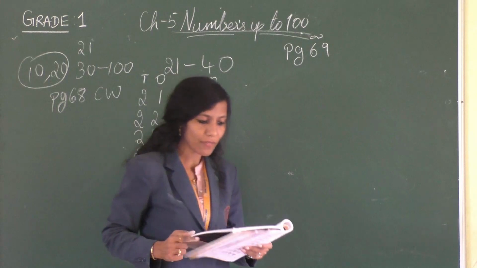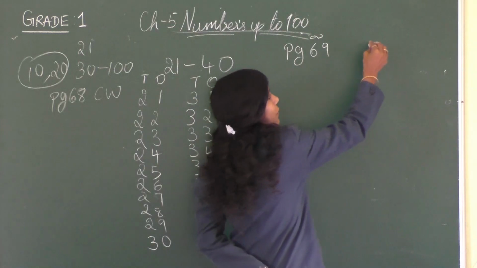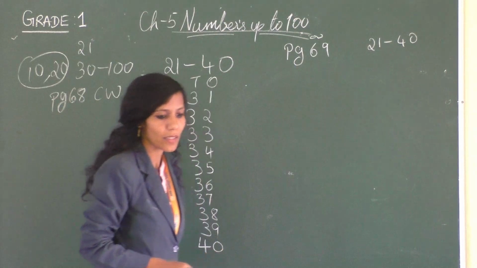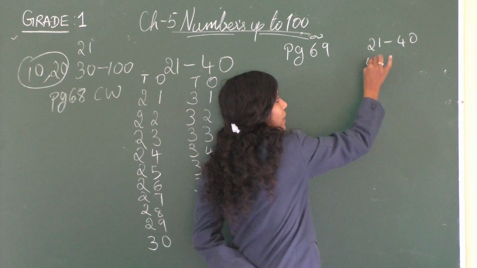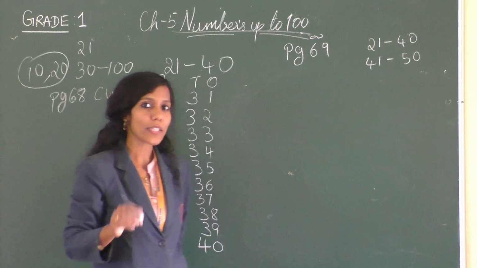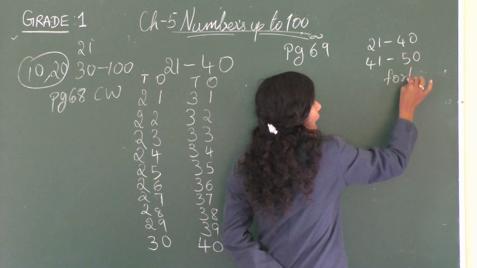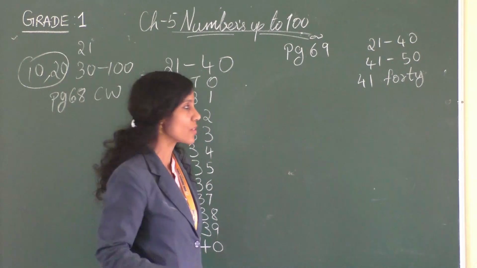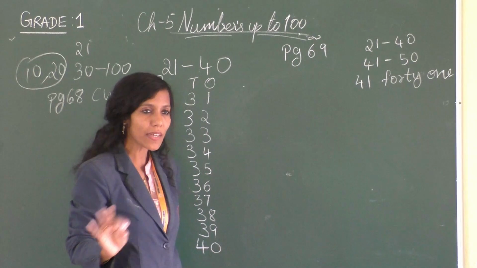Here we have 41 to 50. What we learnt was from 21 to 40. Now we have 41 to 50. The spelling of 40 was F-O-R-T-Y, 40. When 1 is also coming, what we have to write is O-N-E, 1, that's all.